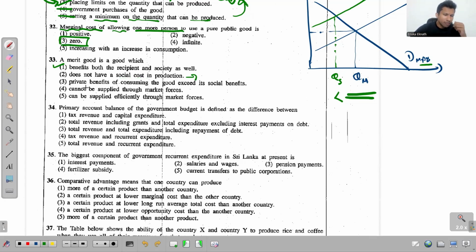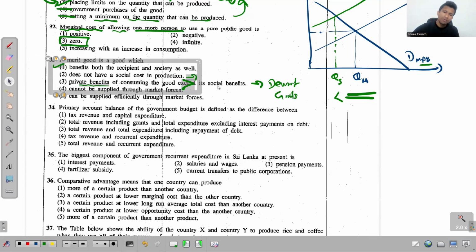So ignorable thing. Third one, private benefits of consuming the good exceeds social benefit. So why is that? See that now, social benefit is lower than the private benefit, which means there are negative externalities in consumption. If so, how do we label these goods? We just label them as demerit goods, right? We label them as demerit goods.